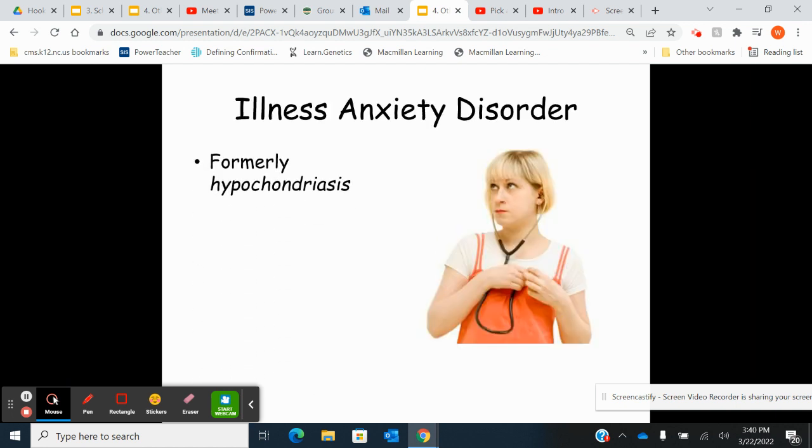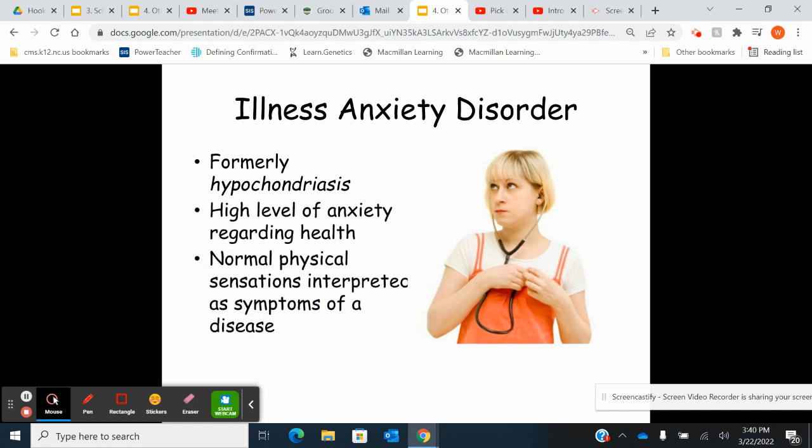And then finally, illness anxiety disorder. Illness anxiety disorder used to be known as hypochondriasis. People who had it were called hypochondriacs. People with illness anxiety disorder have a very, very high level of anxiety regarding their health. They have a preoccupation with having or acquiring a serious illness.